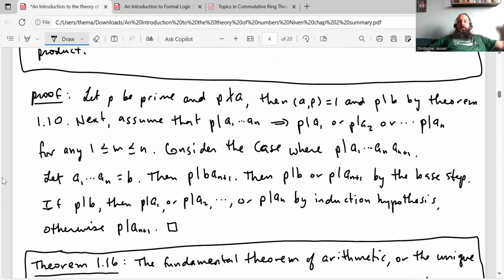Next, assume that P divides the product A1 through AN, then P divides A1 or P divides A2 or ... or P divides AN, for some natural number N. Consider the case where P divides the product of N plus 1 positive integers. Then A1 through AN is equal to B, so P divides B times A(N+1). So P divides B or P divides A(N+1) by the base step. If P divides B, then P divides at least one of the factors A1 through AN by the induction hypothesis. Otherwise, P divides A(N+1), and that proves the theorem.